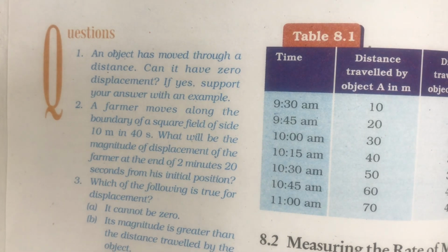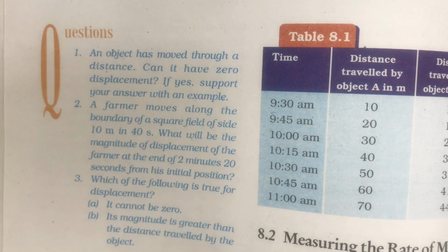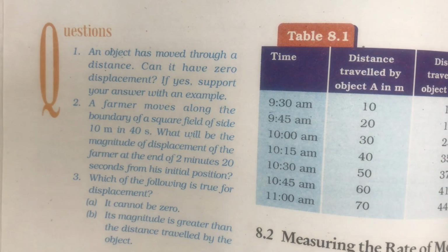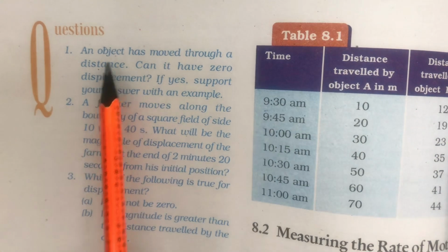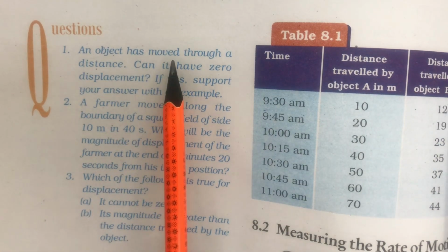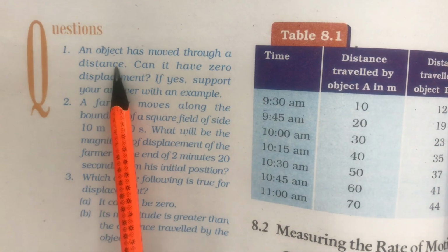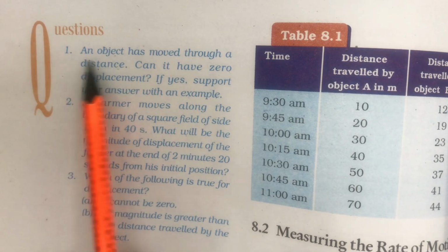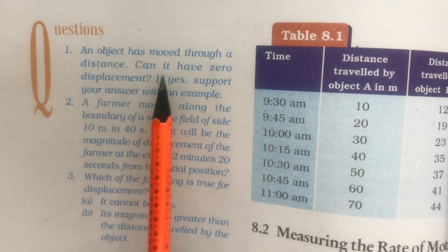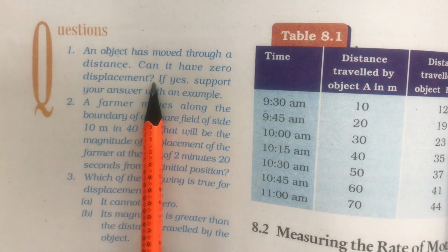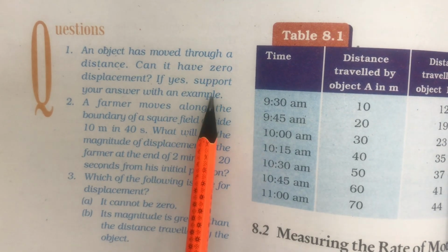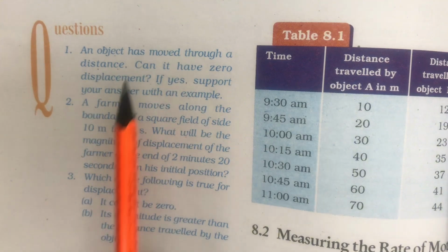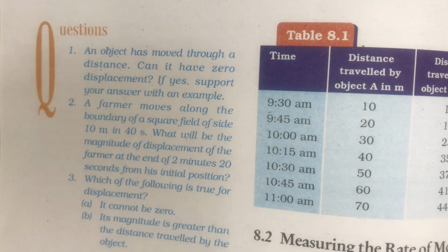So this is page number 100 of NCERT CBSE 9, chapter 8, Motion. The first question is, an object has moved through a distance. Can it have zero displacement? If yes, support your answer with an example.